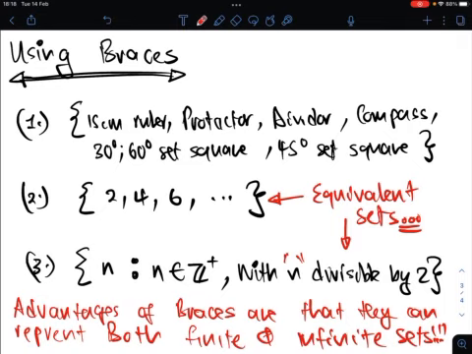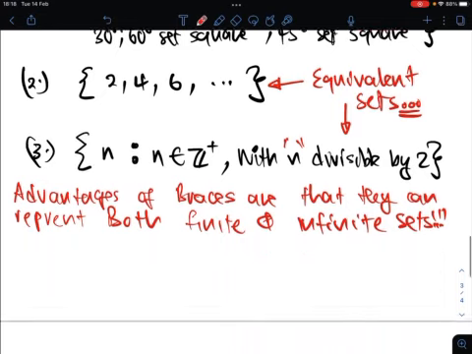You see? So this is how exactly we use braces. Then let's now move on to talk about Venn diagrams.